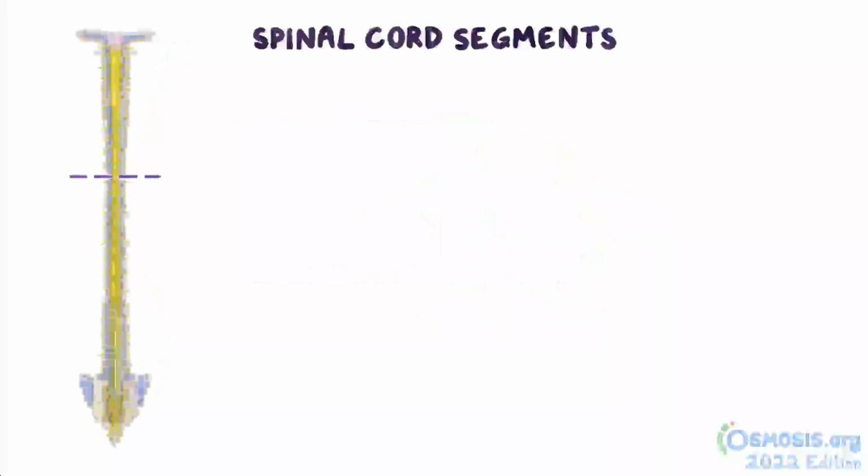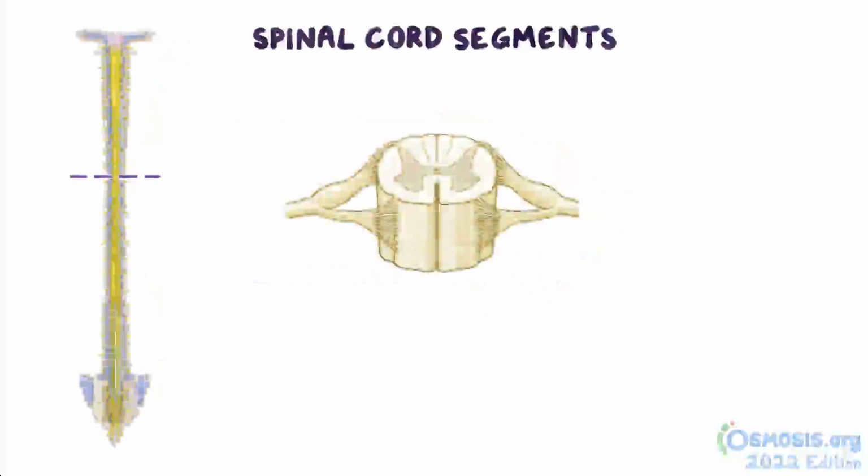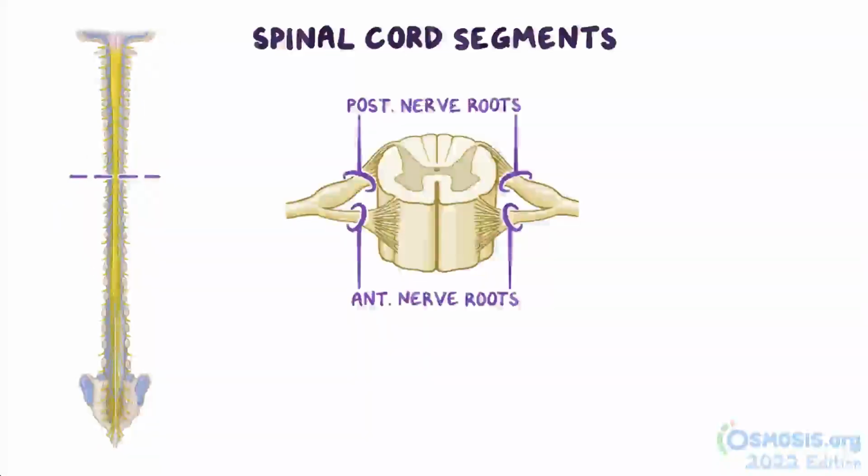The spinal cord can be divided into spinal cord segments. One spinal cord segment gives rise to the anterior and the posterior nerve roots, which come together to form a spinal nerve on each side of the spinal cord.